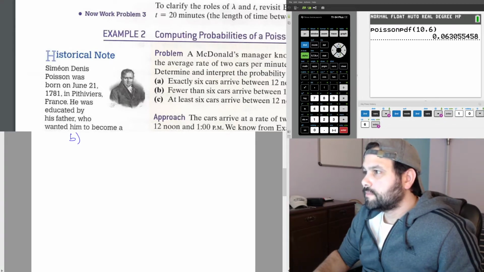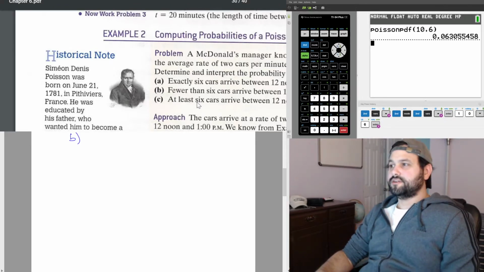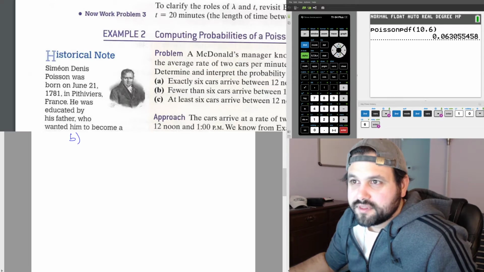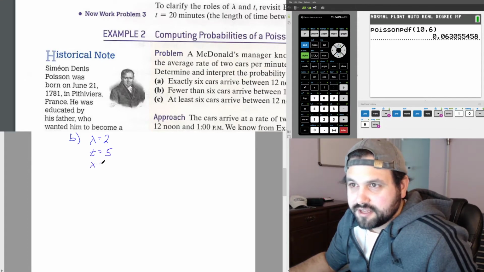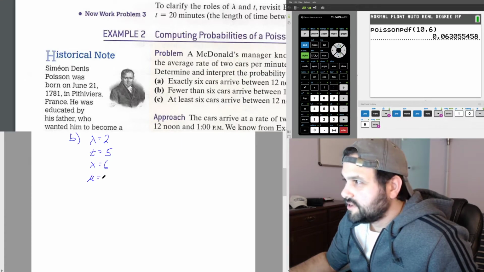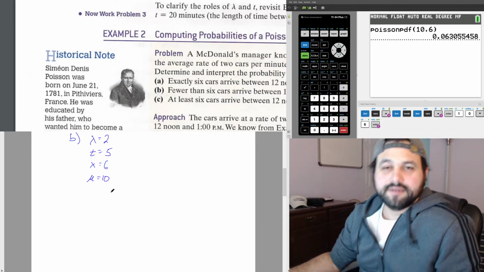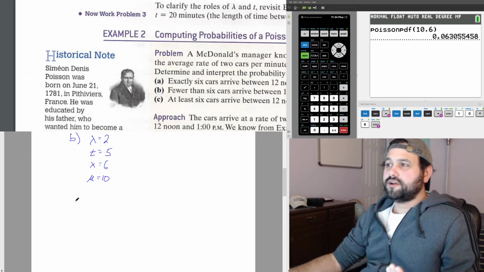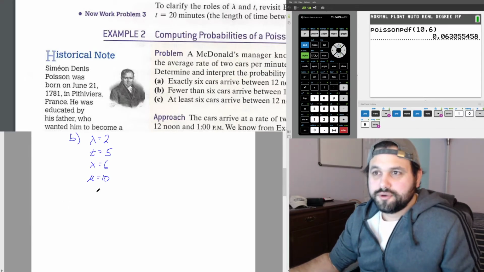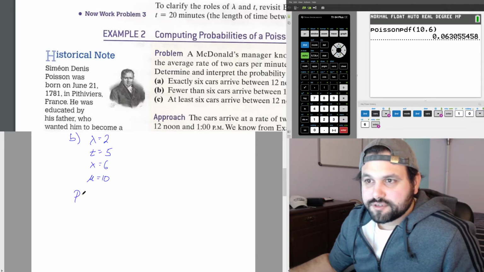Example for part B. Fewer than 6 cars between 12 and 12:05. So for this one, the rate is the same. The time interval is the same. The x value is the same. The mu is the same. 2 times 5 is still 10. However, because we want to know the probability of fewer than, or less than or equal to 6 cars, we're going to use the CDF. So we're going to use Poisson CDF.